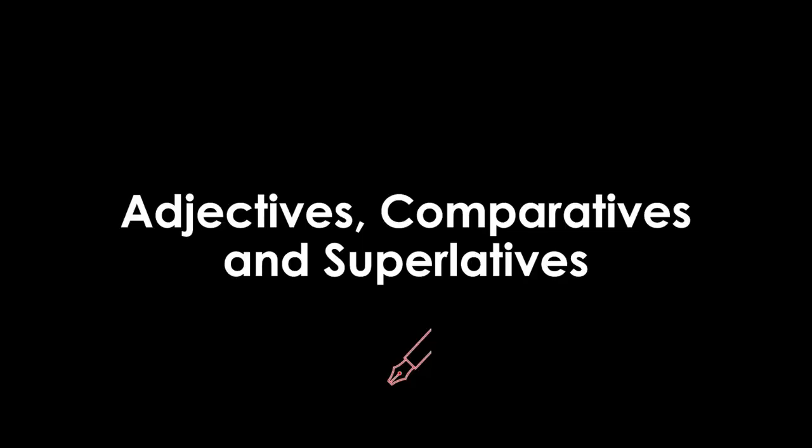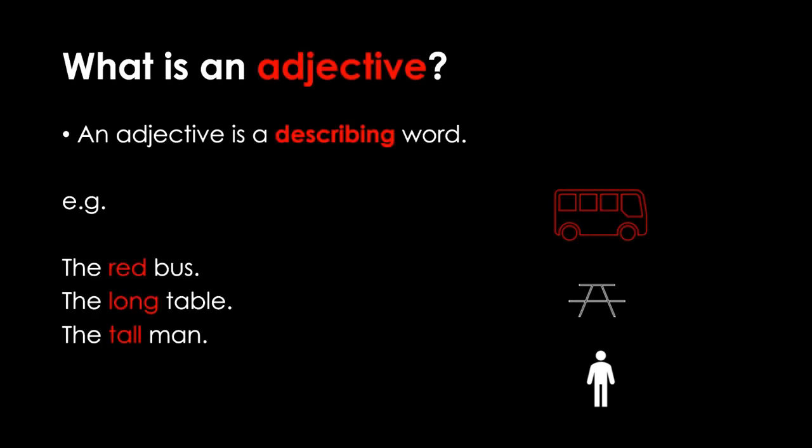In today's video, we are going to talk about adjectives, comparatives and superlatives. So, what is an adjective? An adjective is a describing word. It's a word we use to describe nouns, noun phrases and clauses. So let's have a look at the sentences.